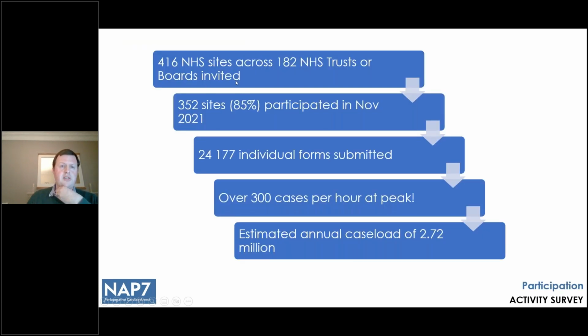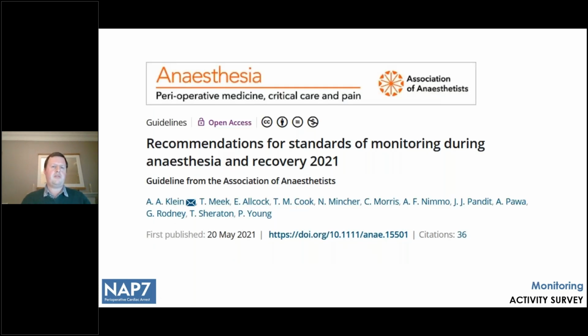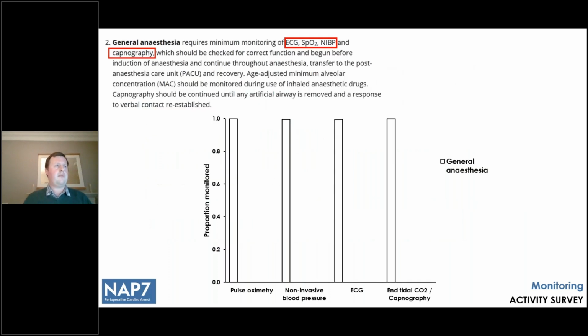Of the 416 NHS sites across the UK that we invited, we got responses from 85% of them, which is incredible. As I said, over 24,000 individual cases gives us an estimated annual caseload for that period of about 2.7 million cases annualized. What we were able to do was compare some of the responses against the standards that had been published earlier that year by the association. I'd like to run through a couple of those with you now.